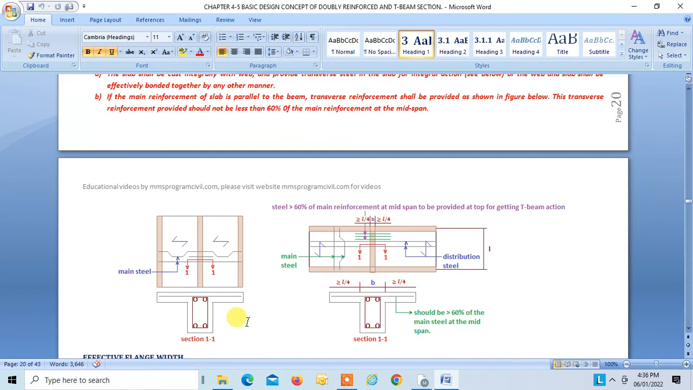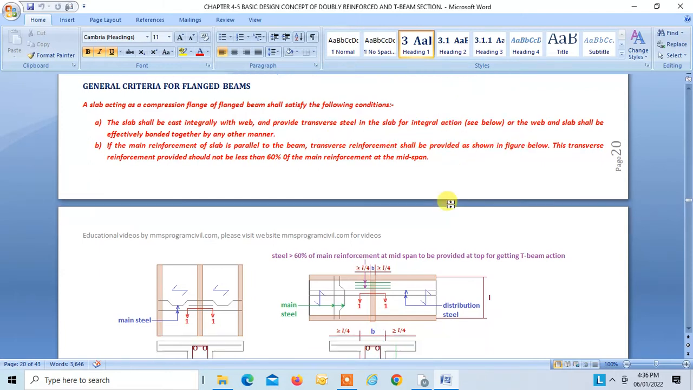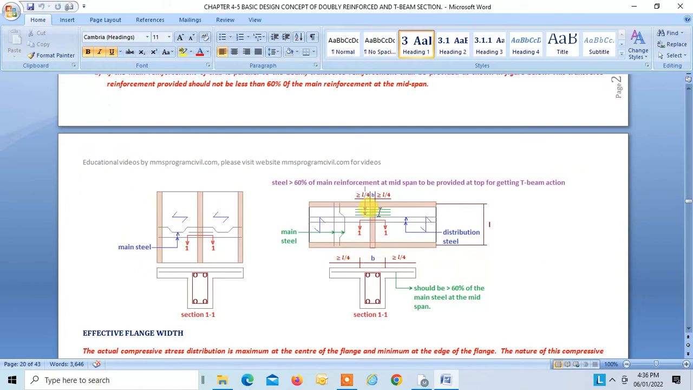If the main reinforcement of the slab is parallel to the beam, transverse reinforcement shall be provided as shown in the figure below. Sometimes it so happens that this is the beam which we want to design as a T-beam, but the spanning of the slab is in this direction, and in this direction we have distribution steel.